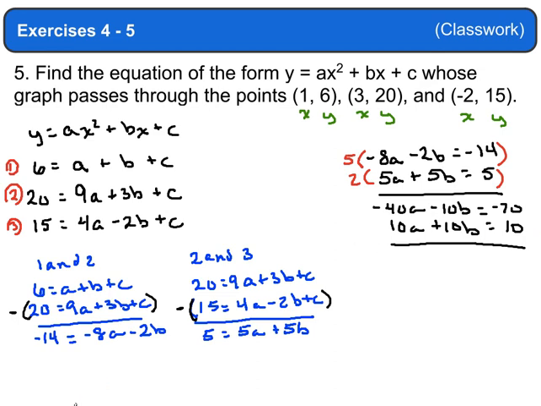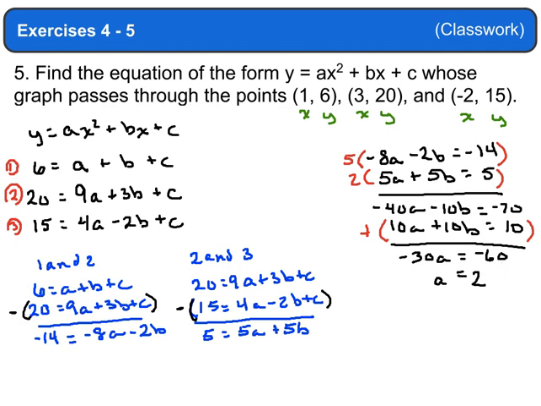And then we're going to solve. Since these are opposites of one another, we are going to add these columns together. And so it's going to give us negative 30a. These will eliminate. And then negative 70 plus 10 will be negative 60. We'll divide by negative 30 on both sides and find out that a is equal to 2.